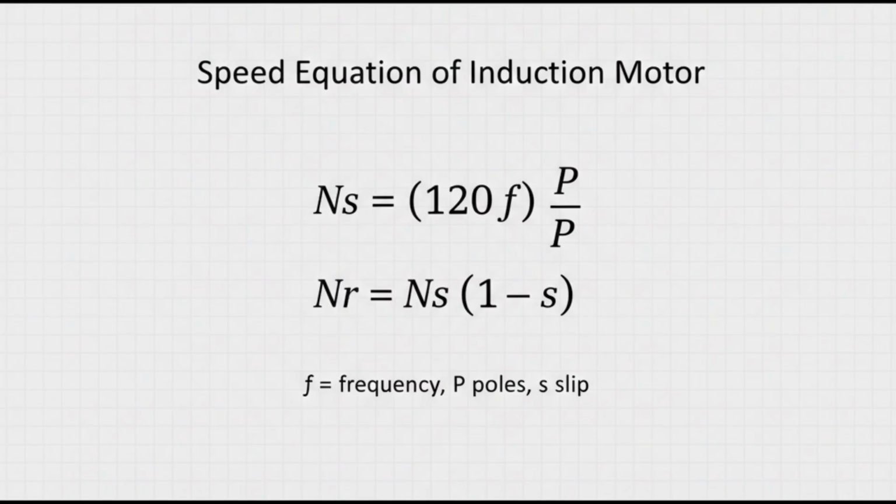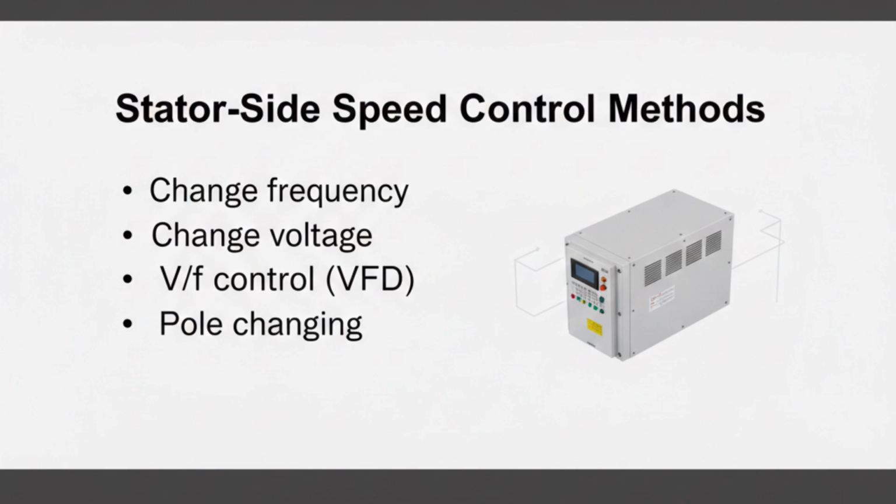Speed control methods can be broadly classified into stator-side and rotor-side control. On the stator side, the most effective method is to change the supply frequency, because synchronous speed is directly proportional to frequency. However, when frequency is changed, voltage must also be changed in the same proportion to keep the air gap flux constant, and this is known as constant V over F control. Pole changing is another stator-side method, where the stator winding is reconnected to change the number of poles, resulting in discrete speed steps rather than smooth control. Voltage control alone can also vary speed slightly, but it is inefficient for wide range control.